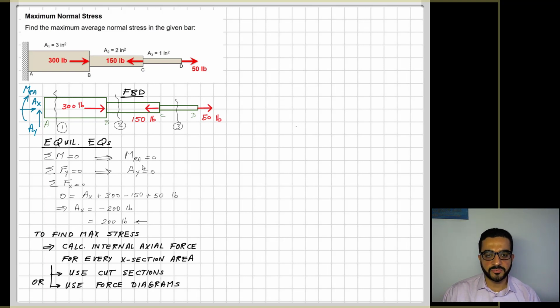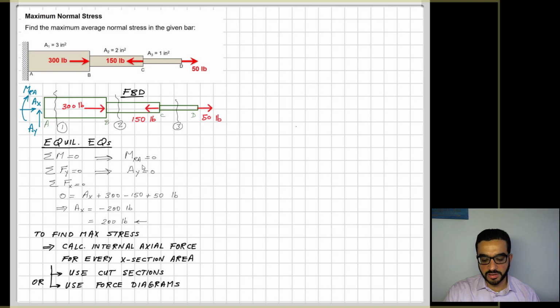If N, the internal force, is different and the area is different, then there's a different sigma occurring in this segment. So I have to analyze it and figure out, over the length of the whole member, what's the maximum normal stress. We can do that by two methods, like we learned in statics. The first one is cut sections, and the second one is force diagrams.